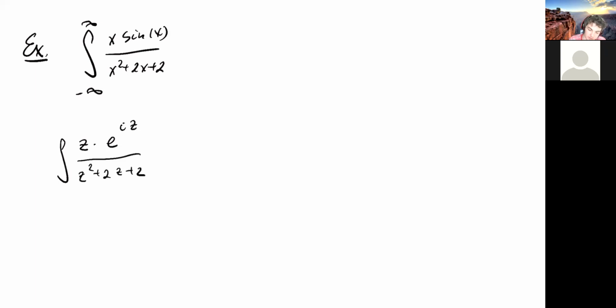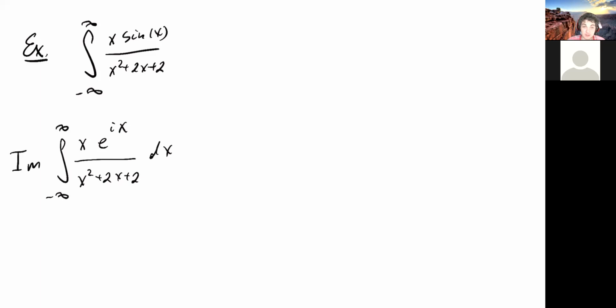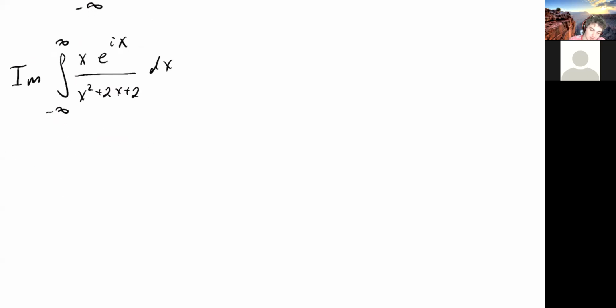In fact, you know what? I'll be a bad guy, erase this all and write it with an x. And now what we need is the imaginary part of this integral. Okay, because e to the ix is cosine plus I times sine. And to get the sine, so we need the sine, here it is. It means that we only need the imaginary part of this integral.